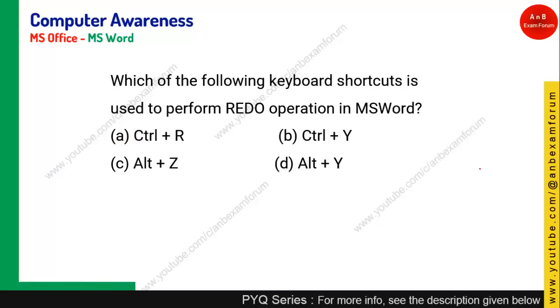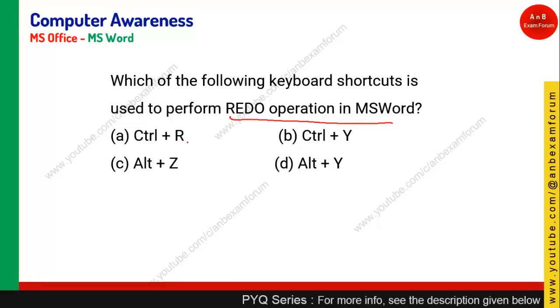A very again simple question that we have seen 2 questions back. What is the shortcut key for the redo operation? And we know for the redo operation it is Control Y. Control Z is for undo and Control Y is for redo. Okay, so option B is the right answer.